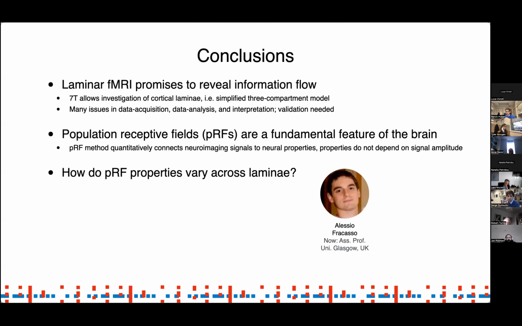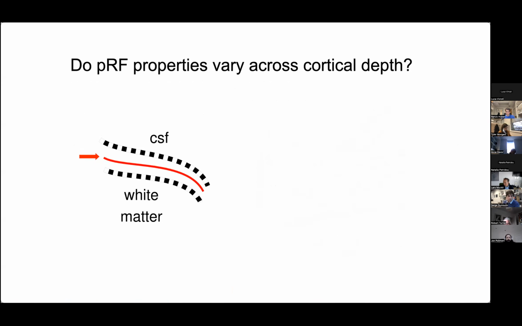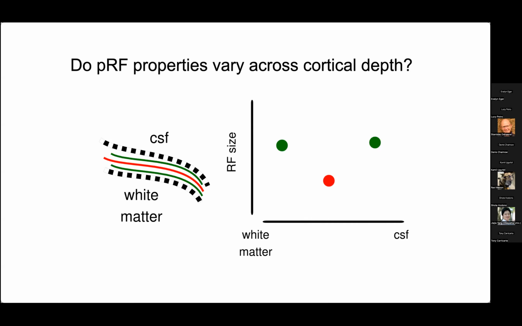So how do PRF properties vary across cortical lamina? This was work done by Alessio Fracasso, who is now at the University of Glasgow. The basic idea is, if you look at the visual hierarchy, PRF size increases, and that is because the signal is accumulating across the different visual areas. So we thought, if we look at the laminar hierarchy, when the signal comes into the central layers and then spreads to more superficial and deeper layers, we expect a similar hierarchy there. If the signal is accumulated from the central layers, the PRF sizes would be bigger. So we thought, okay, can we measure this?